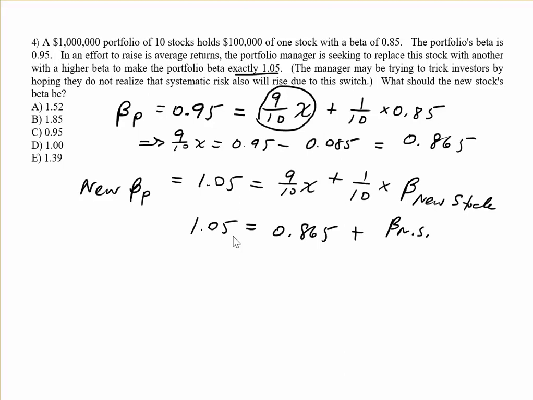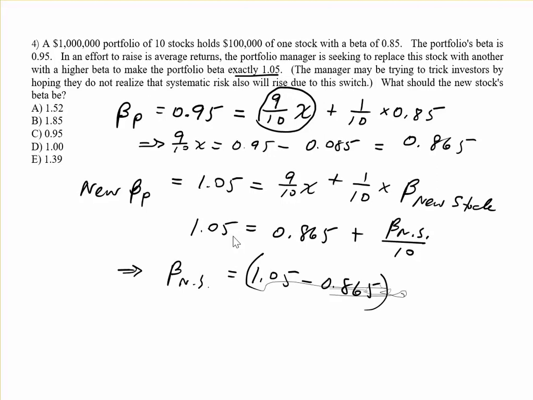I'm just going to abbreviate new stock with NS, and now we just have a single variable to solve for, and we know that we can do it. So the beta of the new stock, by just rearranging things, and then, oops, sorry for that.